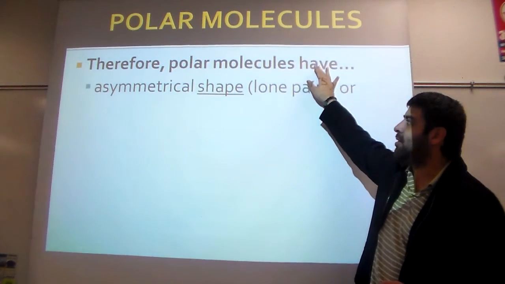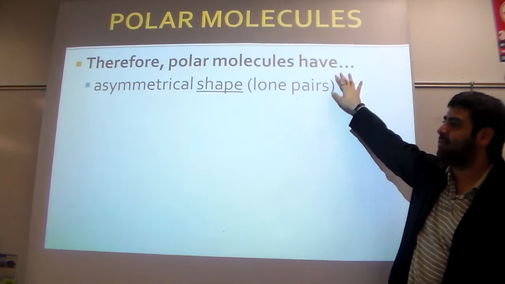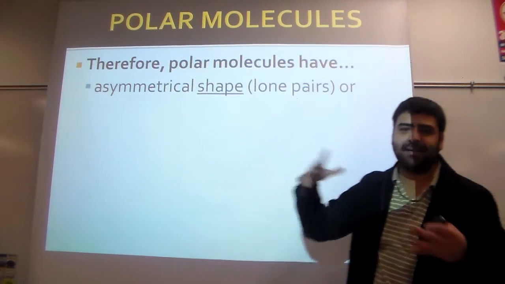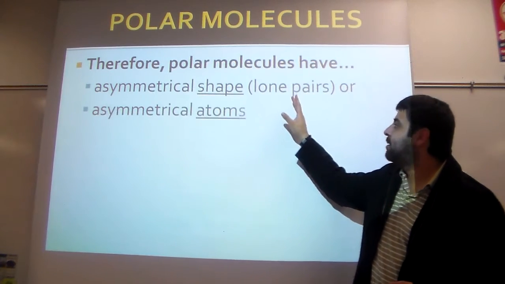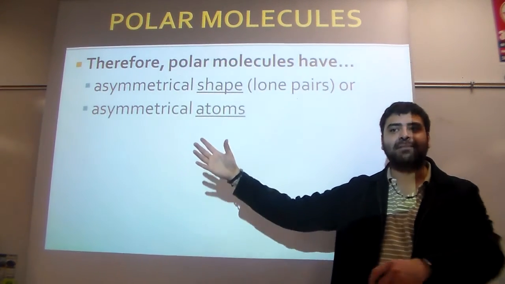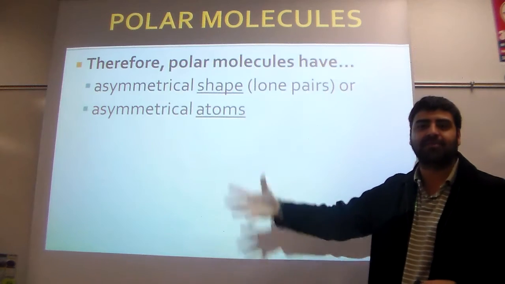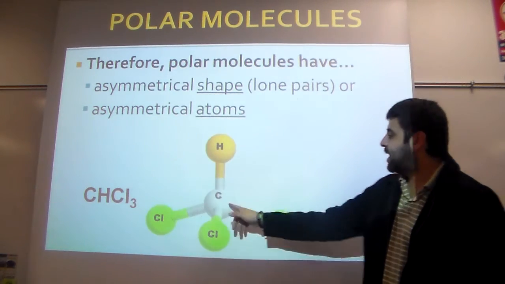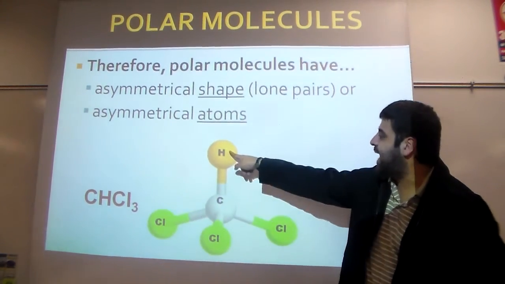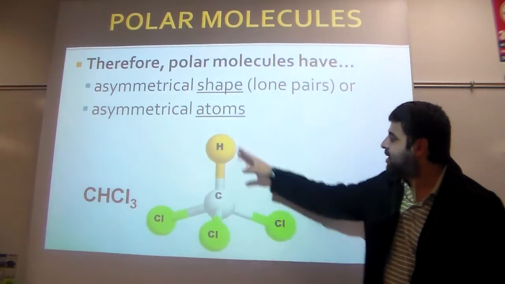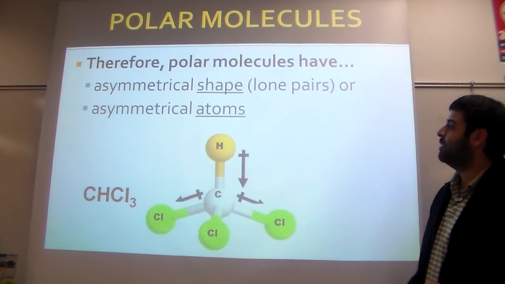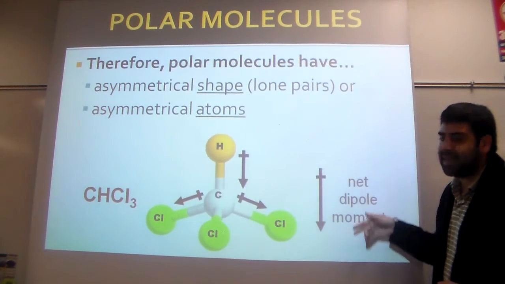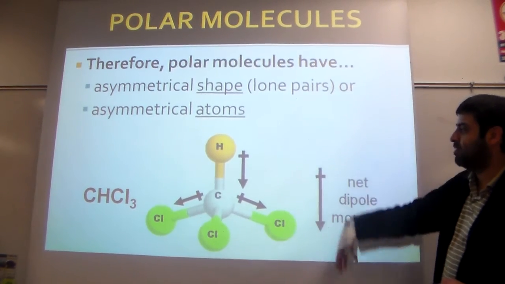So polar versus non-polar all has to deal with how these electrons are shared. Therefore, you're going to see that polar molecules have an asymmetrical shape, meaning there's a different element somewhere, or lone pairs somewhere, or asymmetrical atoms, meaning it's not all the same atoms surrounding the central atom. Here we have 3 chlorines but 1 hydrogen. This is not a symmetrical shape. The pull is going to be different and there will be polarity, as you can see. The net dipole moment refers just to the movement of those electrons and the overall charge.